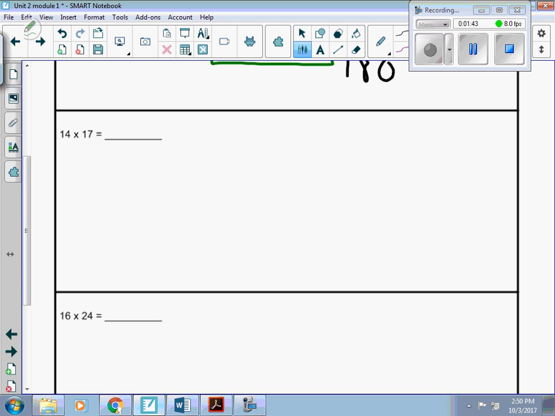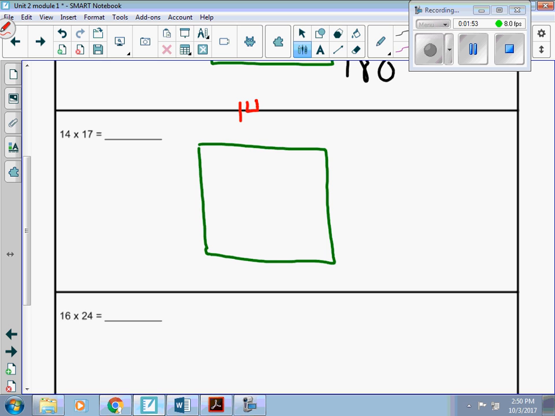14 times 17. Again, I'm going to start with my rectangle and make it nice and big so that I can write in it. And this time I'll put 14 on top just to show that it doesn't matter. And 14 splits up to 10 and 4. And 17 splits up into 10 and 7. Okay, then to do my multiplying, I stick the 10 in the top row.